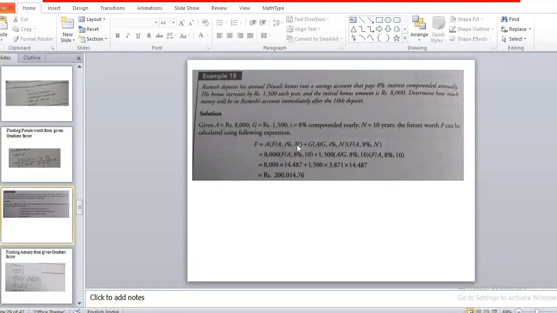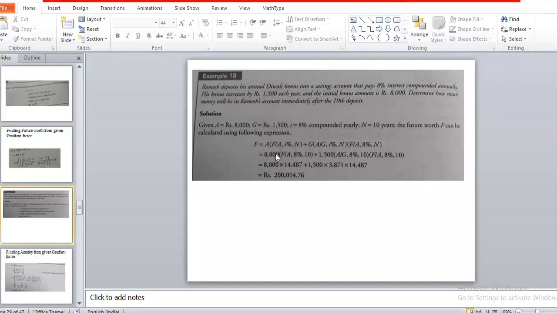So the second term is related to the gradient term of 1,500 for each year, and this term is related to the annuity of 8,000 per year. So these are the two terms. Now the second term is a product of this annuity equivalence term and this future equivalence term. This we will calculate now.